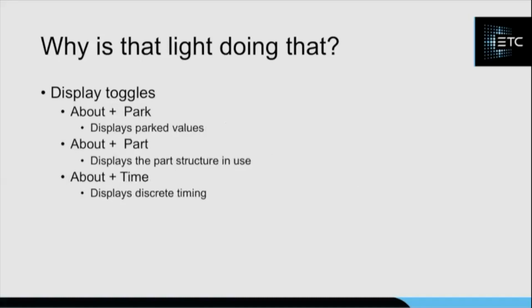About in park will display the park value, without you having to go to the park buffer. About in part displays the part structure. So if you are using multi-part queues, which many people still do, they definitely have a purpose, it will tell you which part everything was commanded to a level by. And about in time displays discrete timing.